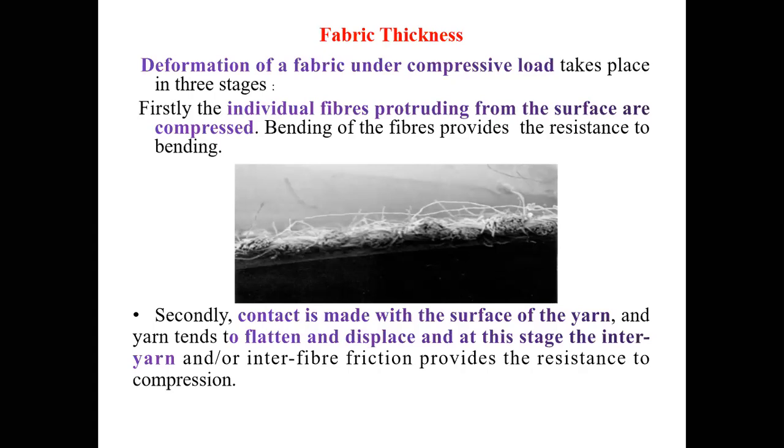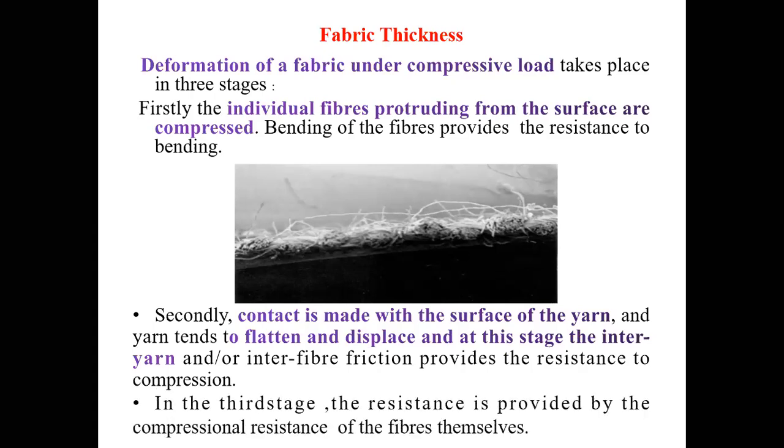That means when you apply more and more pressure, now the contact is made with the surface of the yarn, and the yarn tends to flatten. The moment the yarn tends to flatten, the neighboring yarns and the fibers will oppose the flattening. And in the third stage, the resistance is provided by the compressional resistance of the fibers themselves. That means right now the fibers will undergo compression, and they will try to oppose the bending.